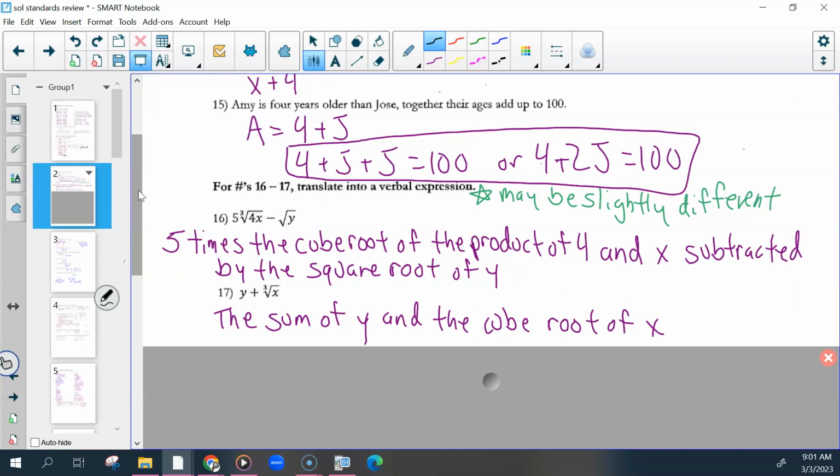Wait, what's this? You shortened it? What's the short version? 5 times the cube root of 4 times x minus the square root of y. That would be the shortened version. Anyone have a different method that they want to say so I can check? And then 17, you could have also said differently. I have the sum of y and the cube root of x. You could say y plus the cube root of x.